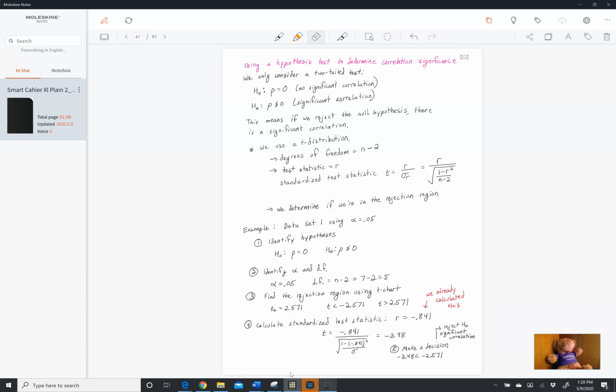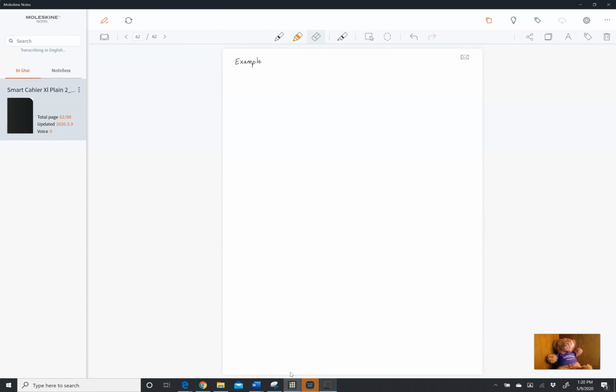Okay. Let's do one more. Let's do example 2, data set 2. For this one, remember r was equal to negative 0.164. That's what we had previously calculated. And let's do alpha equal to 0.01, just so that you have something different.